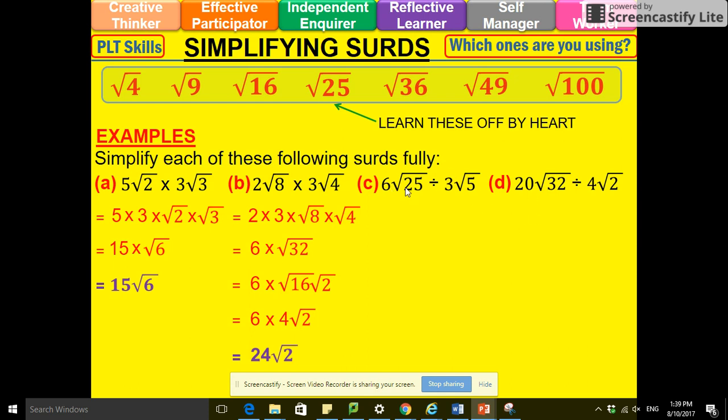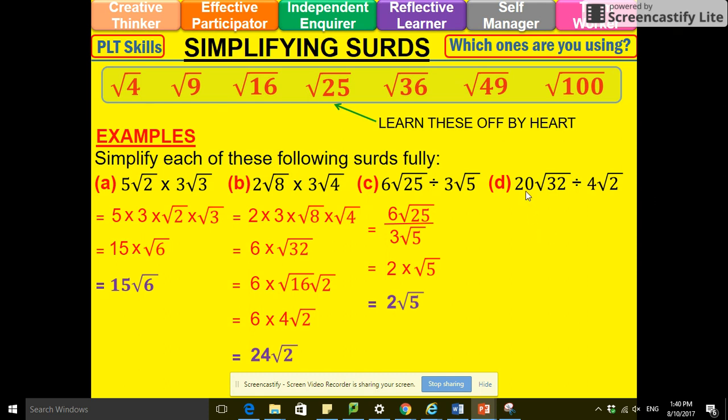So we've got 6 square root of 25 divided by 3 square root of 5. First thing you do, put it into fraction form. So there we go: 6 square root of 25 over 3 square root of 5. Now we can do our same thing and work out our numbers on their own. 3 goes into 6 twice, and then 5 goes into 25 5 times. So we've got 2 times the square root of 5, and obviously in our answer we take away the times, and we've got 2 square root of 5.